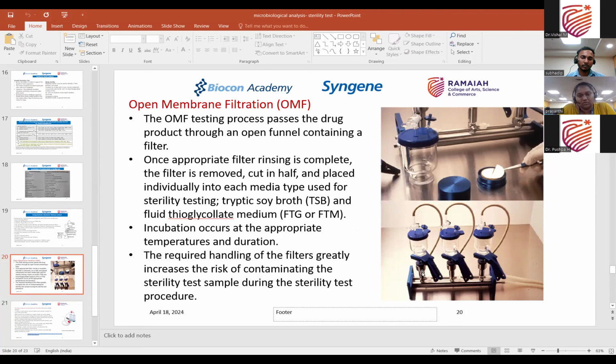Through this you pass the sample, and later you take out the membrane filter and cut it into two halves. One you inoculate into the media, fluid thioglycolate medium, and the other you inoculate into the fungal growth media, incubate, and look for the growth of the organism.